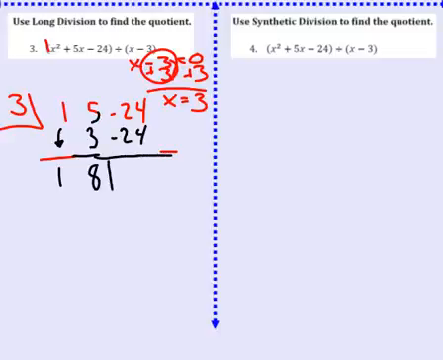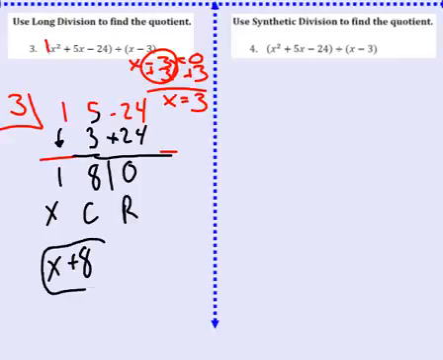What we're trying to show you is that this is positive 24, so they end up being 0. Either way, this is a positive. So here's our remainder. This is our constant. This is our x. So we're going to have 1x plus 8 as our final answer.